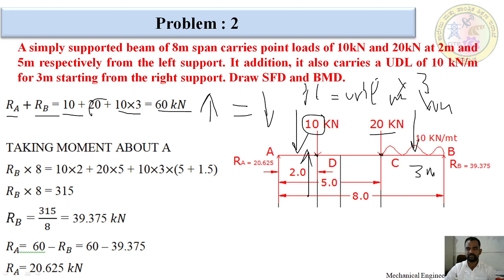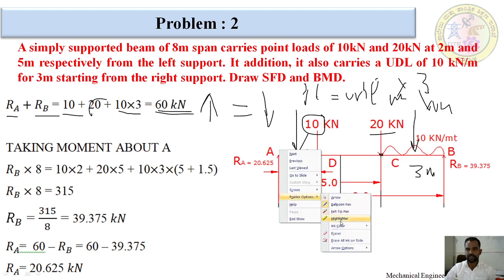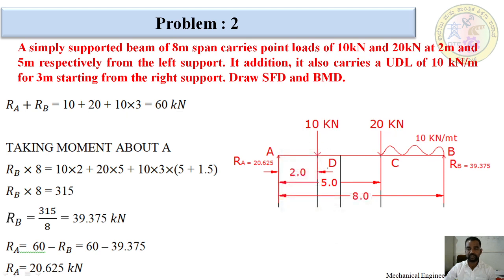Upward there would be RA plus RB, and downward there would be 10 plus 20 plus 10 into 3, which is equal to a total of 60 kilonewton. Up to here we would have understood very well. After calculating these things, firstly we have to calculate the RB value. For that we have to take the moment at point A, so that RA becomes 0. Only one unknown can be easily found this way. For that reason we are taking moment at point A.